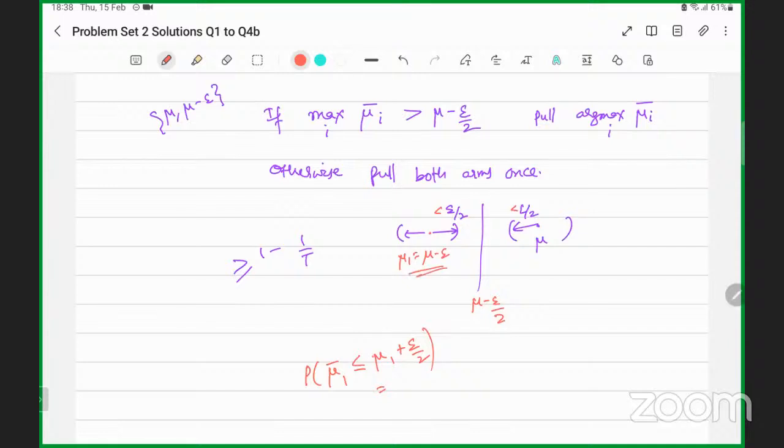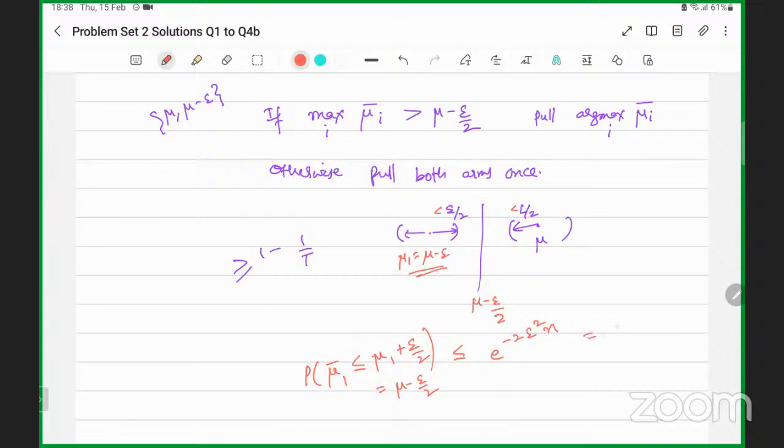Because this is the boundary, right? Like this is equal to mu plus mu minus epsilon by two, right? This term. So what is the probability that mu one bar is less than or equal to mu one plus epsilon by two? What will Hoeffding give us? Like e power minus 2 epsilon square n, right? If it's based on n samples.